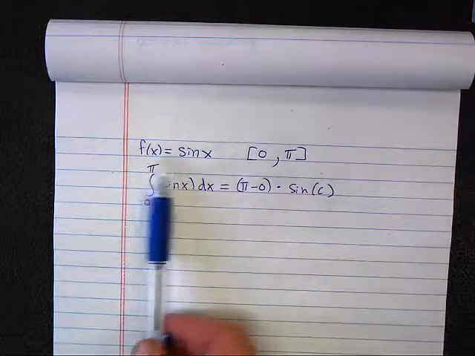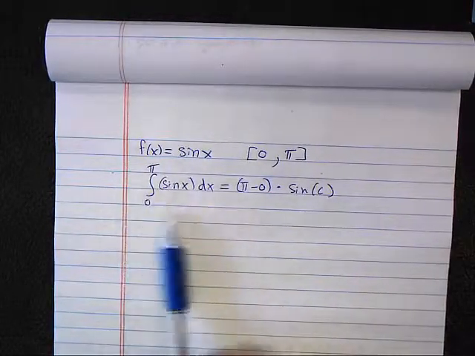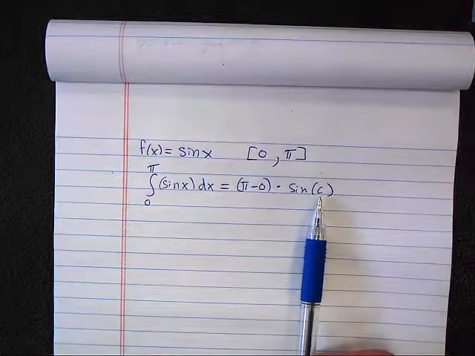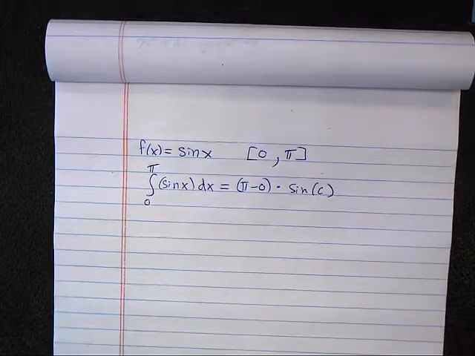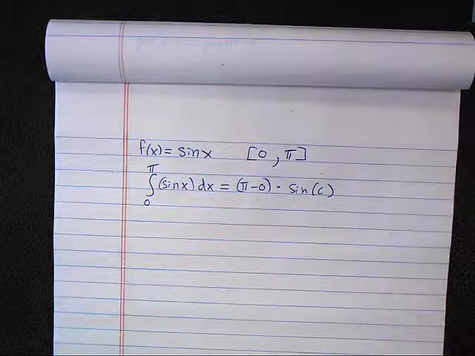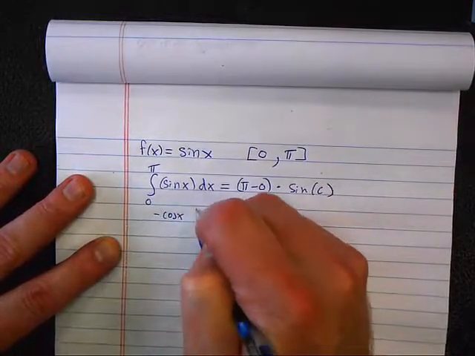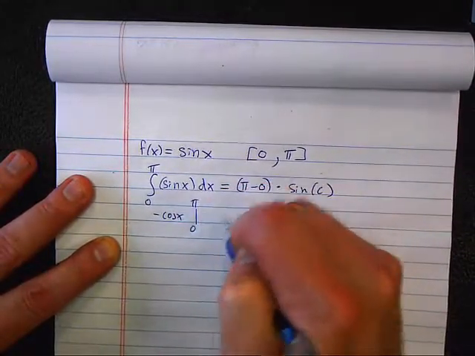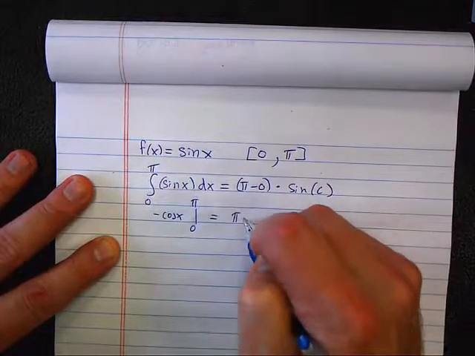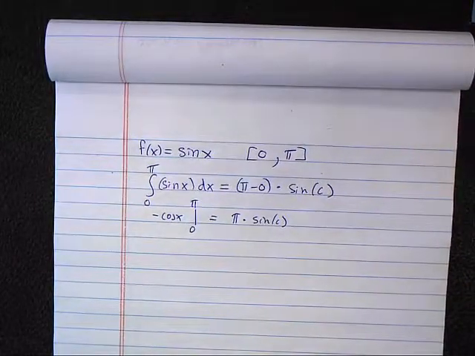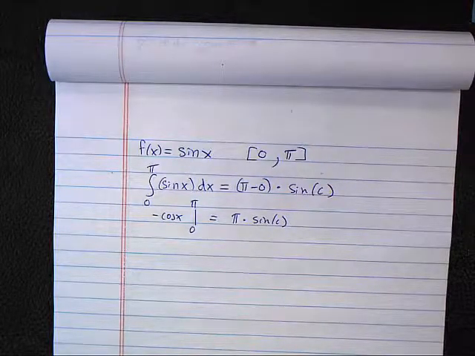All right, so I think what I need to do is evaluate this integral on the left-hand side and then see if I can find the number c. What's the antiderivative of sine x? Negative cosine x. Very good. So this is negative cosine x, evaluated at 0 and pi, equals pi times sine of c. On the left-hand side, I plug in pi. What's the negative cosine of pi?